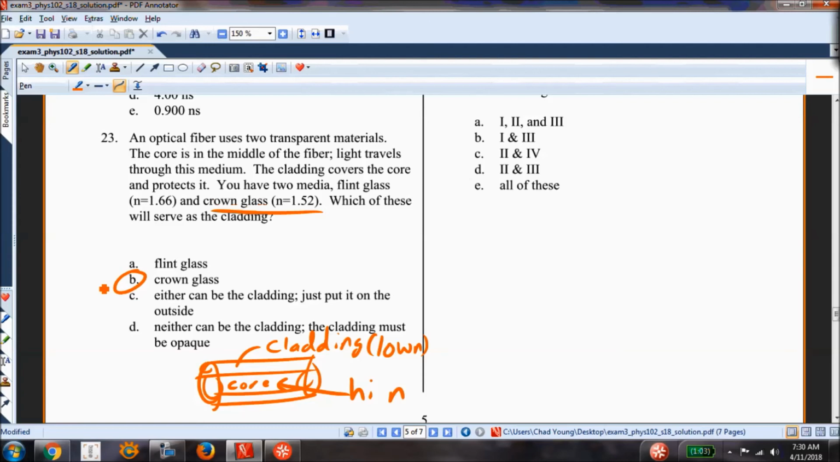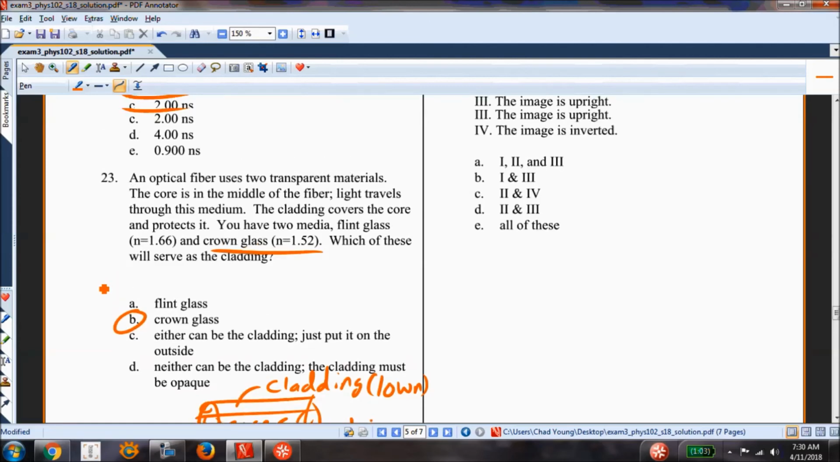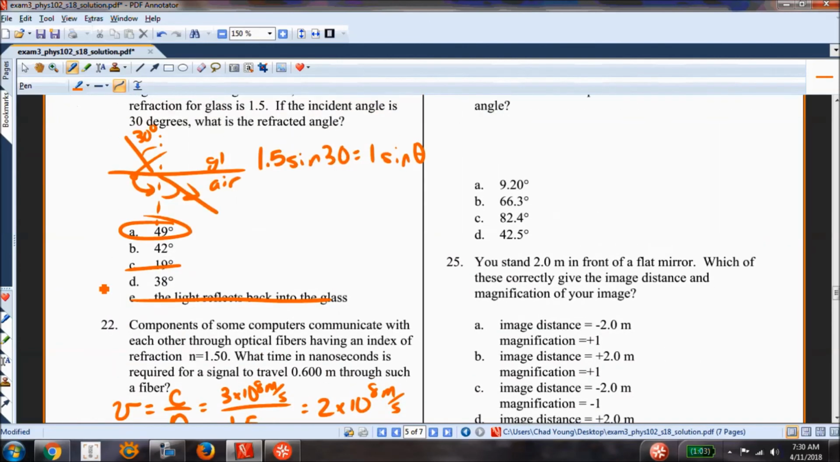I don't think that crown glass would make a very good cladding. I don't know if it's the appropriate material, but at least as far as the index of refraction, it would be okay. The next one's a follow-up.